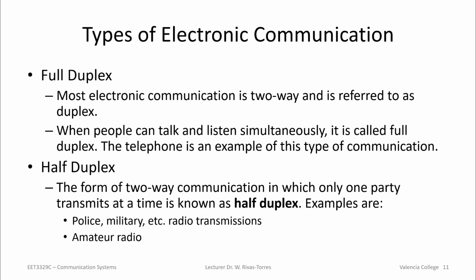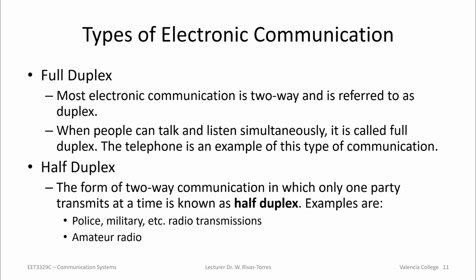Now, there's also full duplex. Full duplex is two-way, right? And that's what most communication is. So whenever you can talk and listen, which is the same as to say transmit and receive at the same time, then you have a full duplex system, which is what a telephone or a cell phone is, right? It might be rude for both people to try to talk at the same time, but it can still do that. And by the way, your phone can receive and transmit digital data at the same time anyway, right? So you can be sending a text and receiving a text at the same time, and the phone can do that, right?